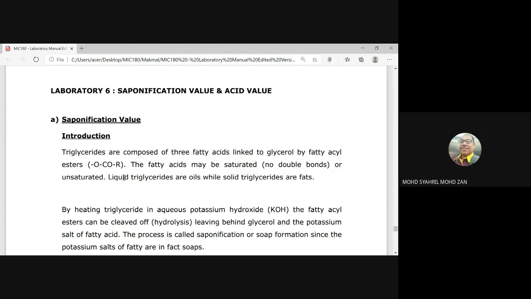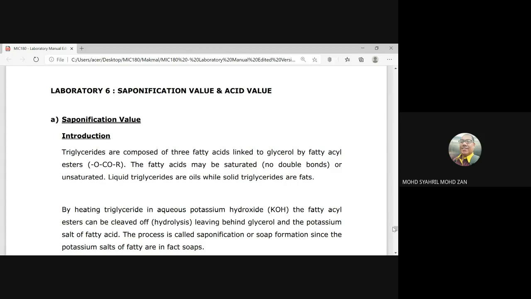Liquid triglycerides are oils, while solid triglycerides are called fats. For example, liquid triglyceride is our cooking oil, adalah kita punya minyak masak. Solid is in the form of butter. So it means that if you see this word, saturated refers to the solid triglyceride, whereas unsaturated refers to our oil.